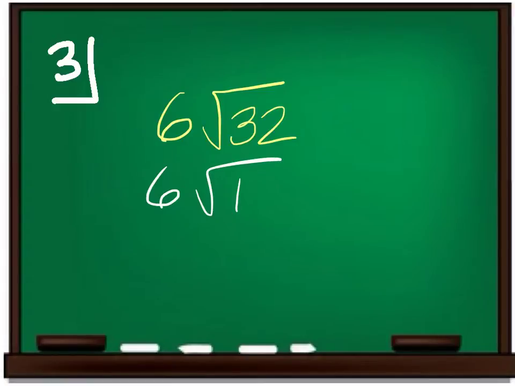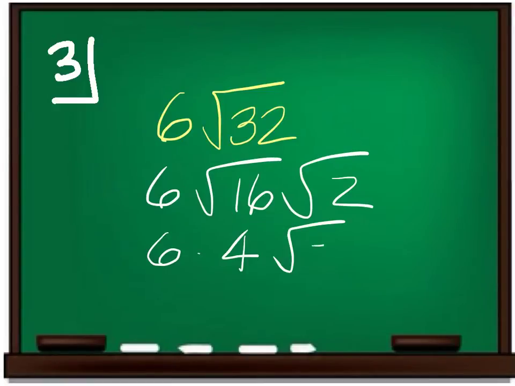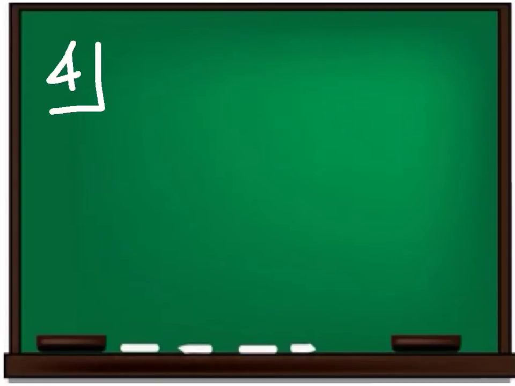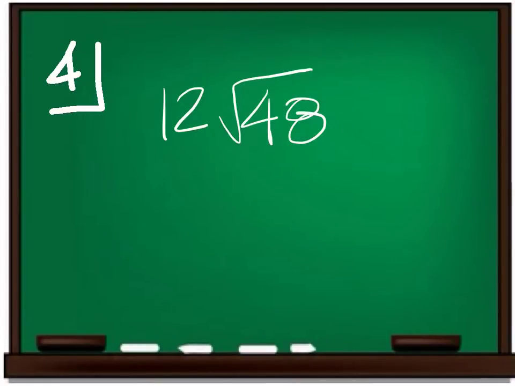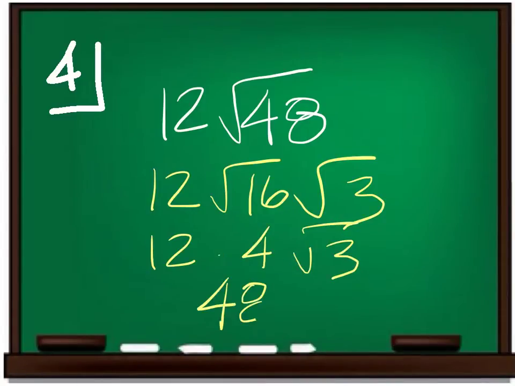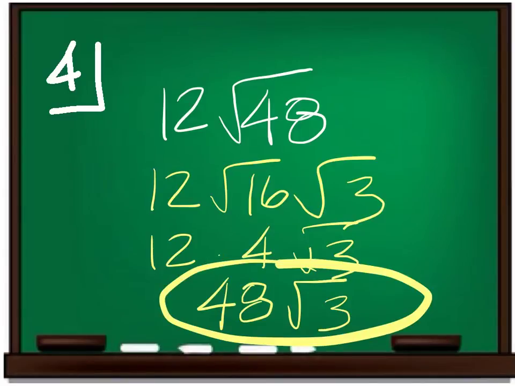This one breaks up as square root of 16, square root of 2. So 6 times 4 is 24. 24 square root of 2. This one breaks up as 16 and 3. So 12 times 4 would give me 48. 48 square root of 3.